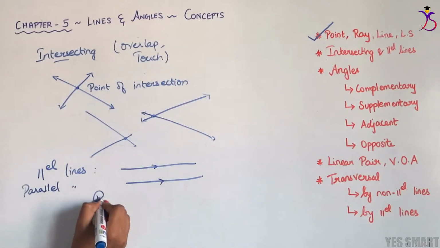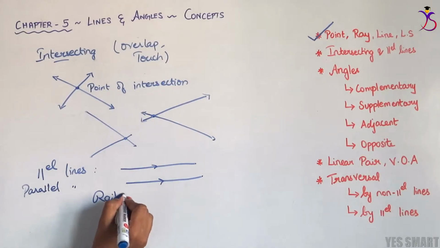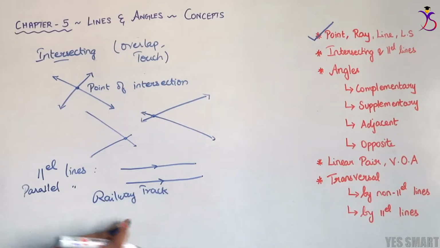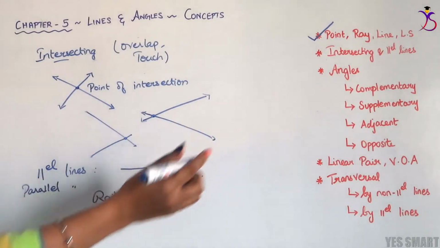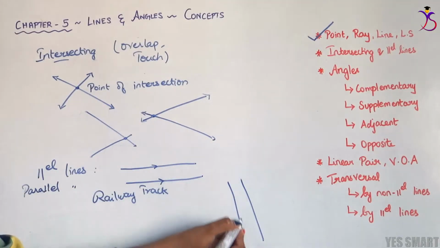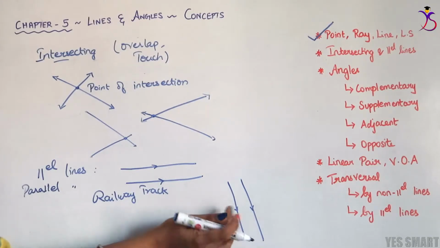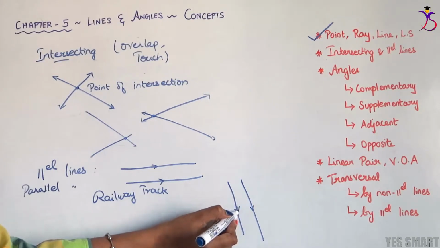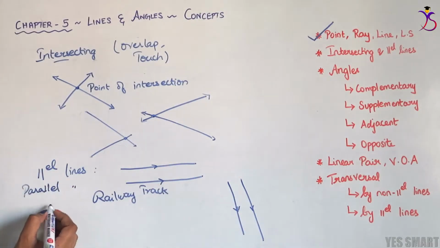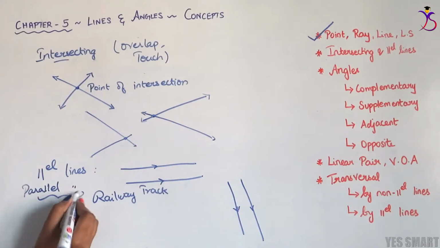When you think about a real-time example, you could say a railway track, because the rails never touch each other. It goes on indefinitely. This can also be in any direction. The parallel lines, when you extend them indefinitely in any direction, should never meet at all. So the keyword is they never meet.